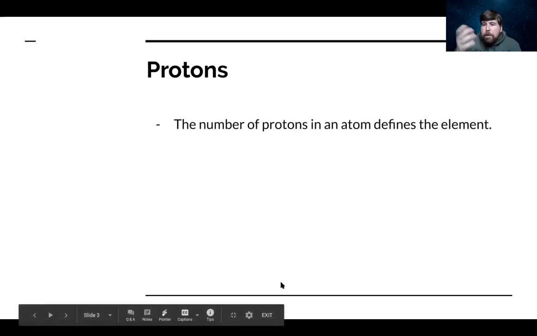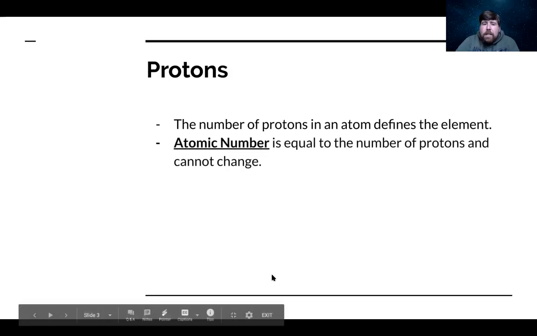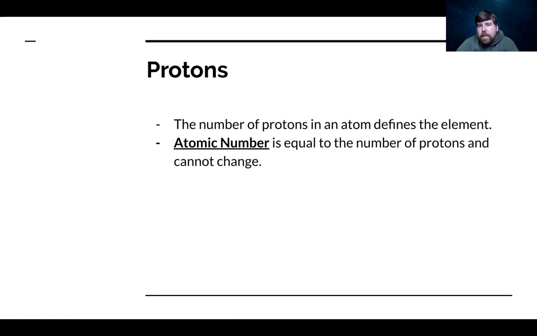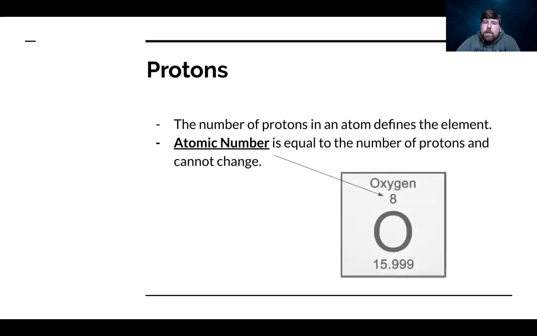So let's get a little bit more specific about protons. Once again, the number of protons within an atom defines the element. So the atomic number, the whole number that is usually in the upper left or upper center of the element's box on the periodic table, is equal to the number of protons within the atom. So in this example here, oxygen's atomic number is 8. Oxygen has 8 protons, and this cannot change. If it does, in some weird nuclear reactions that might occur, then the identity of the element also changes.